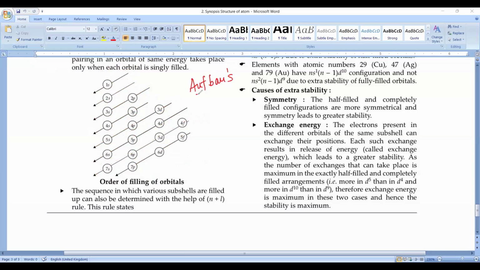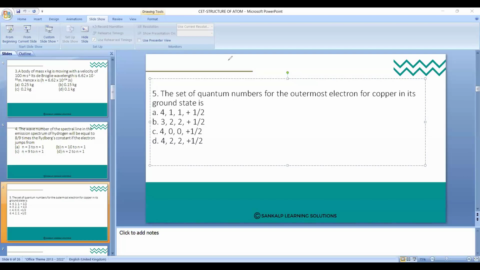What do you mean by Aufbau's principle? In Aufbau's principle, we are discussing how the electron filling will take place. So let us now put the electron filling of copper. So how are we going to fill the electrons here? Just see.